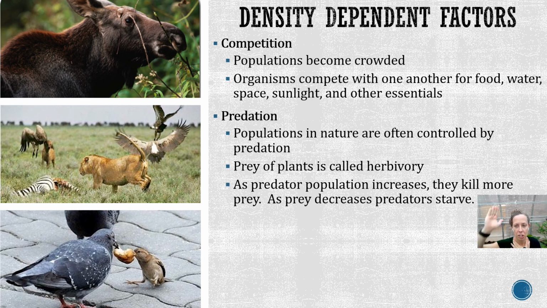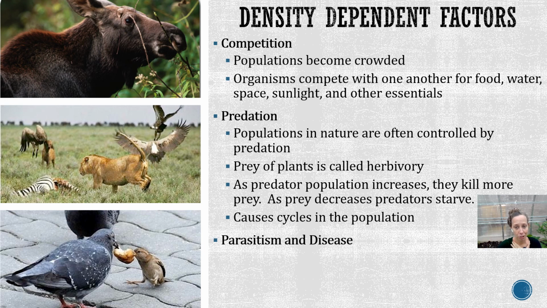As the predator population increases, the prey decreases. Then as the prey decreases, the predators starve and they decrease. When there are fewer predators, prey increases again, which causes the predators then to increase, right? And they follow each other in a graph. We're going to look at those this week. It's going to cause the population to cycle.